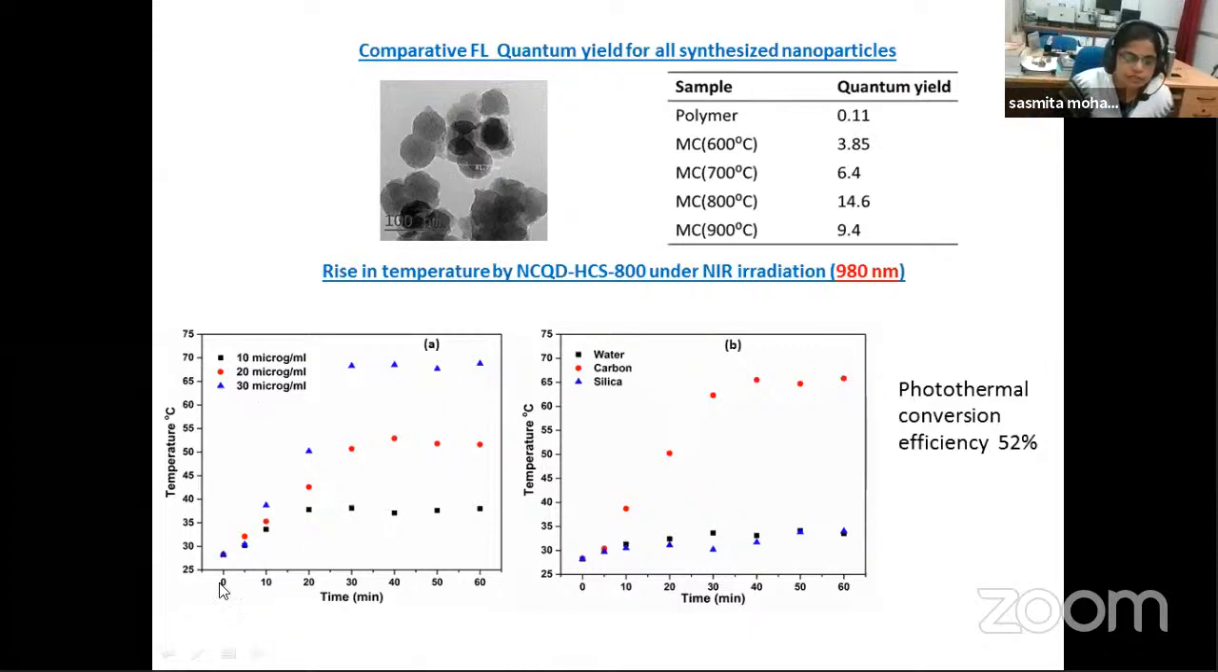We have measured the rise in temperature with respect to concentration of these materials, with respect to time, and we have found that the photothermal conversion efficiency is 52%, which is much higher than what we get in case of gold or copper sulfide.